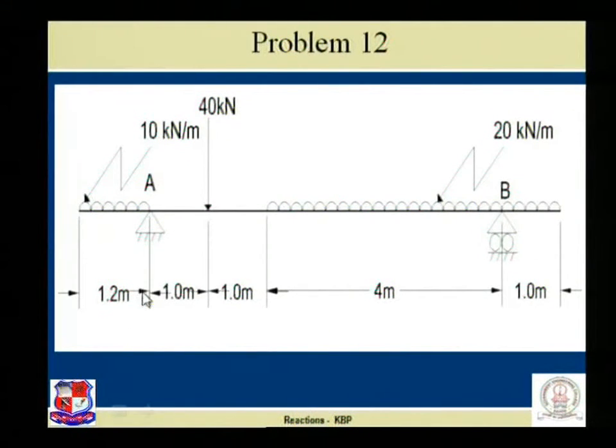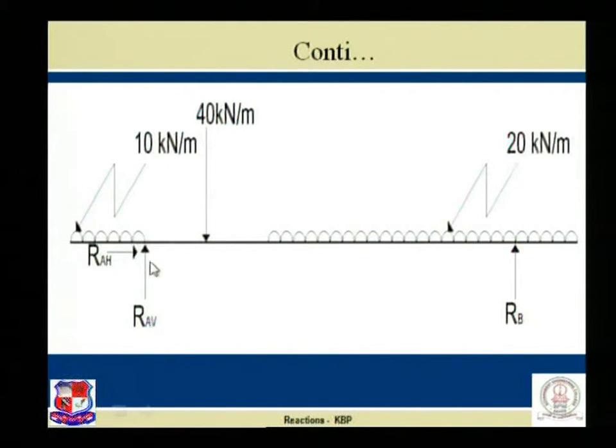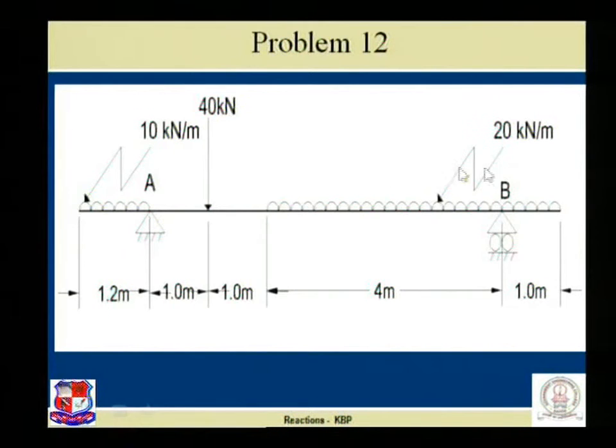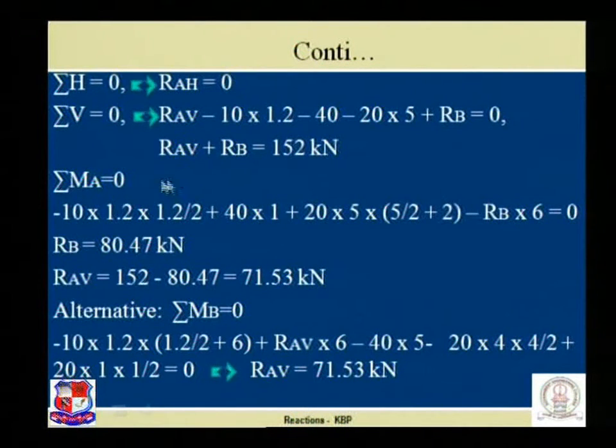Plus RAV, minus 40, minus 20 into the total distance on which this 20 kilonewton is acting, that is 20 into 5, plus RB is equal to 0. So if we see this equation, we obtain RAV plus RB is equal to 152 kilonewton by using sigma V is equal to 0.